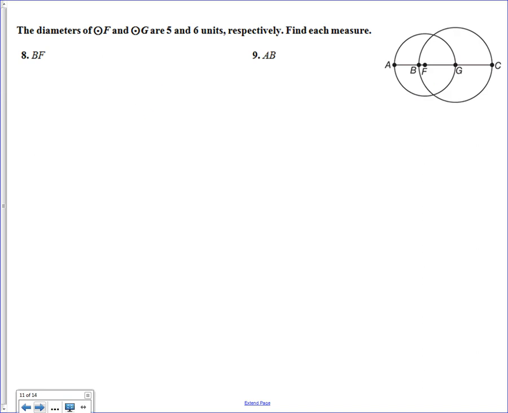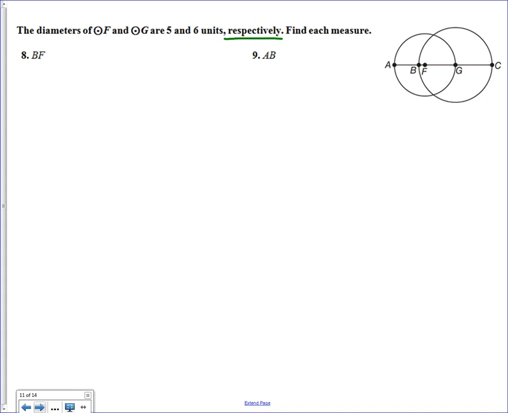The diameters of circle F and circle G are 5 and 6 units respectively. Find each measure. We're going to take a second here because there's a word here that I don't know that most of you know, and that's the word respectively. I say that because from my experience, most students don't know what that word means.